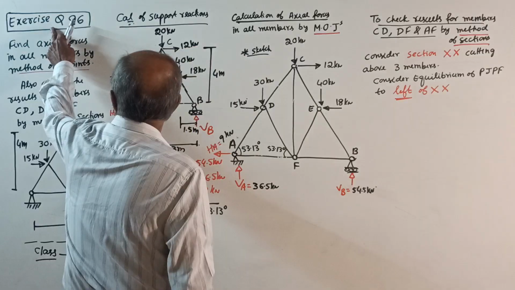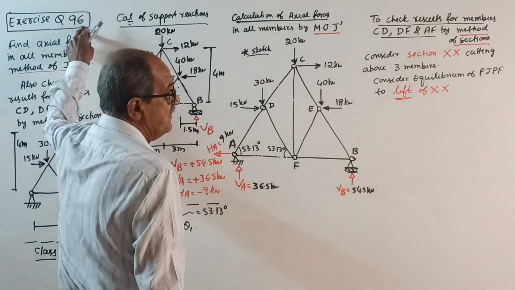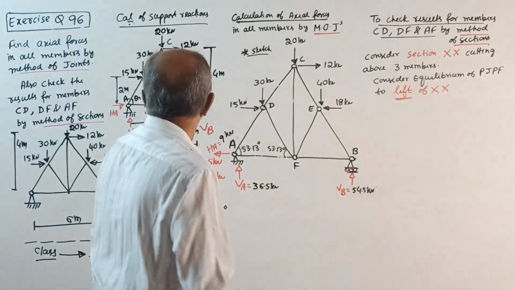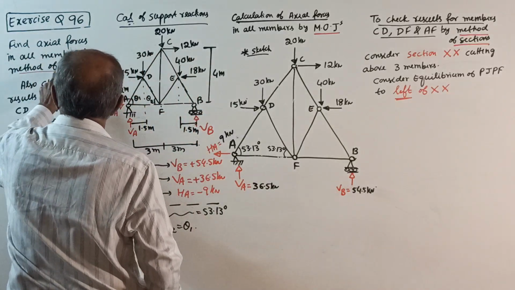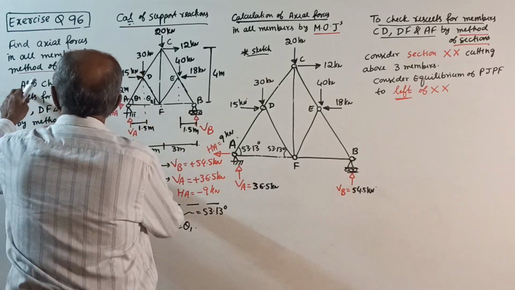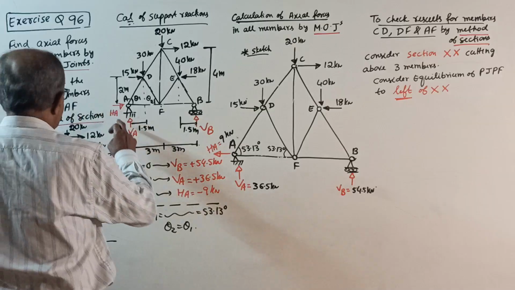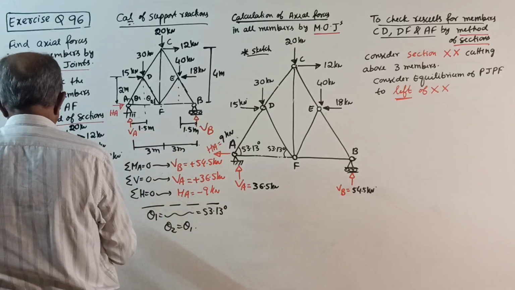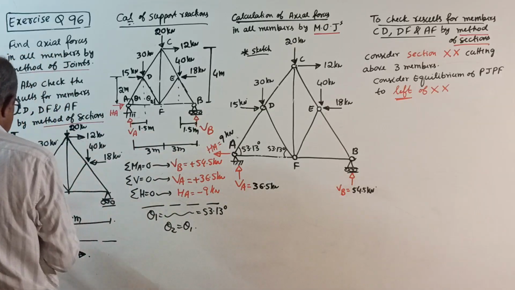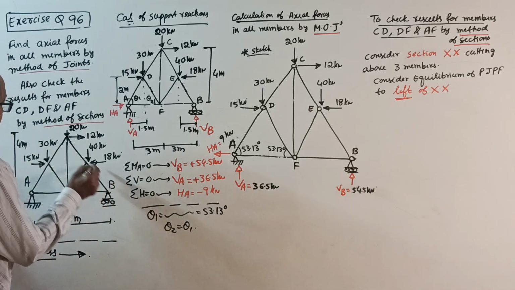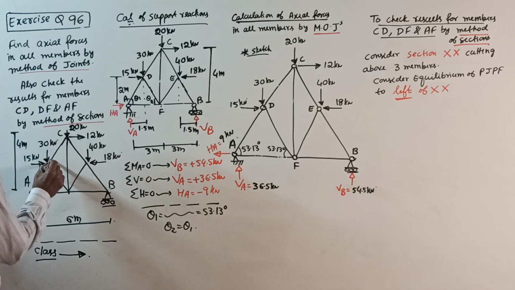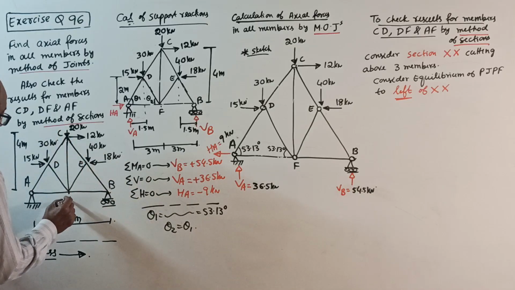Continue exercise questions, 96, and one more question is there. Find axial forces in all members by method of joints. Also, check the results for the member CD. I wrote not ABCD here because in the question they should give ABCD. A, B, C, D, E, F.